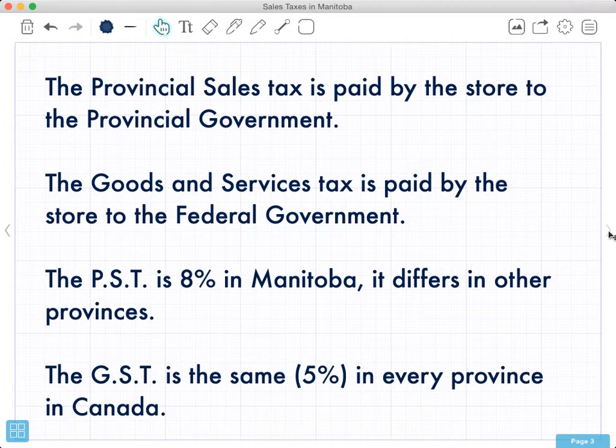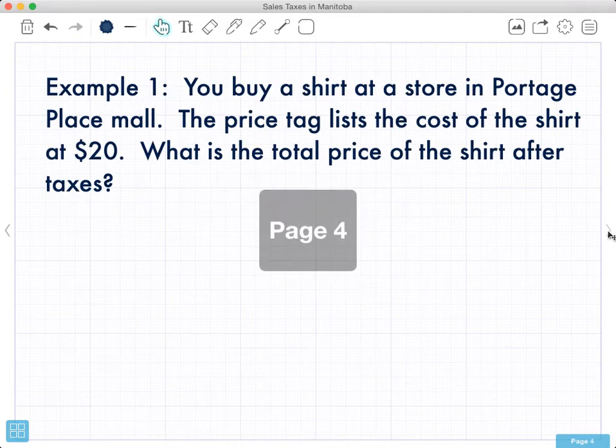5% on your purchases. For this course, we recognize that there are some purchases that are exempt from one or the other of these taxes. We will make the assumption that if you're told to add taxes in a question, you're to add both taxes, the PST and the GST. So let's look at a first example.